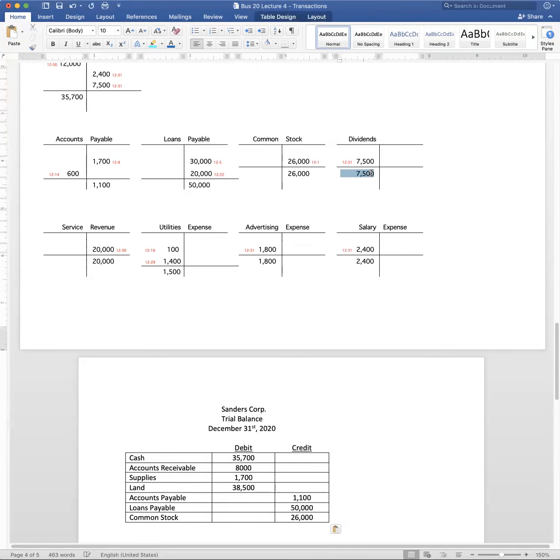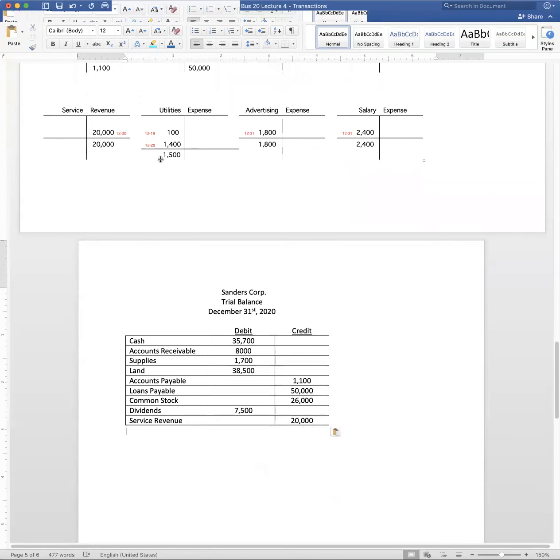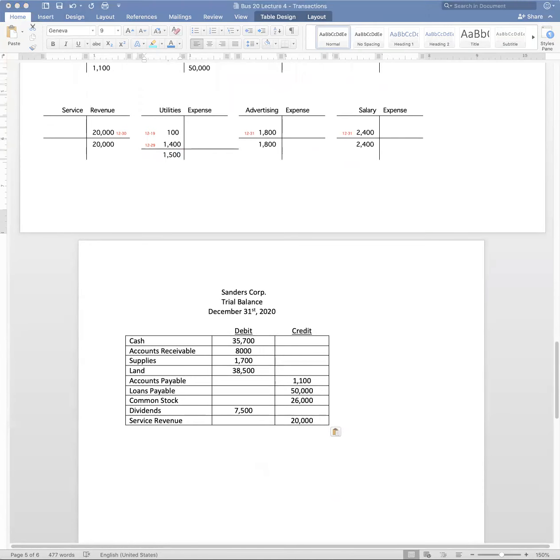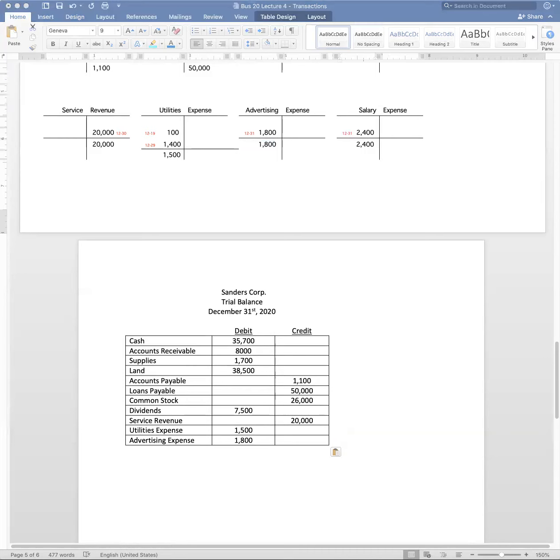And dividends with a debit balance of $7,500. And then service revenue has a credit balance of $20,000. Utilities expense has a debit balance of $1,500. Advertising expense has a debit balance of $1,800. And salary expense has a debit balance of $2,400.